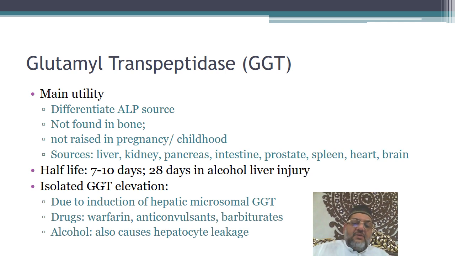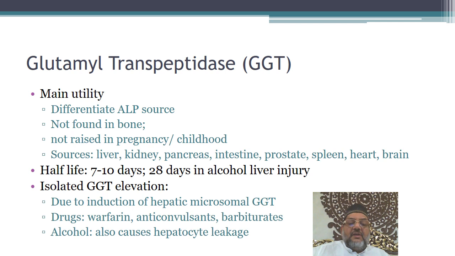If the level of gamma GT is elevated along with the alkaline phosphatase, this could be a marker of metastatic liver disease as well. And if the patient has other predisposing factors, the practicing clinician has to try to find out whether this patient has any malignant disease or not.